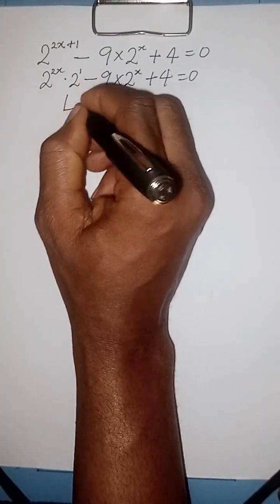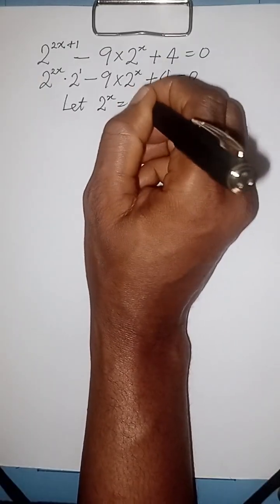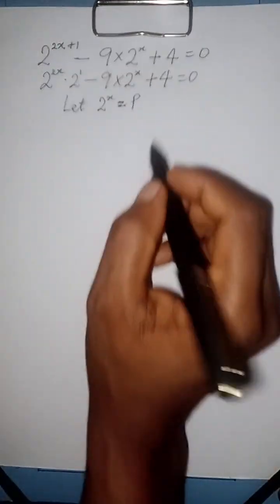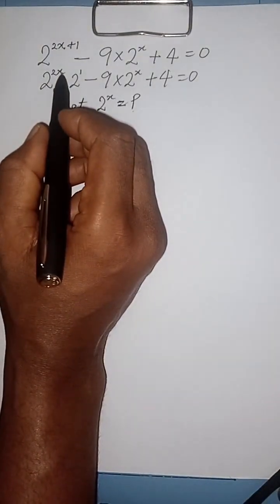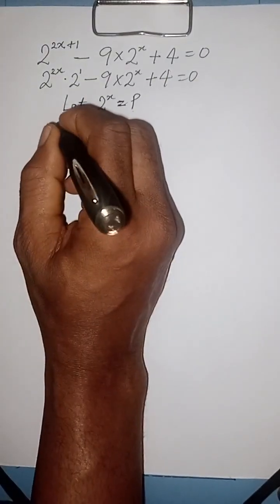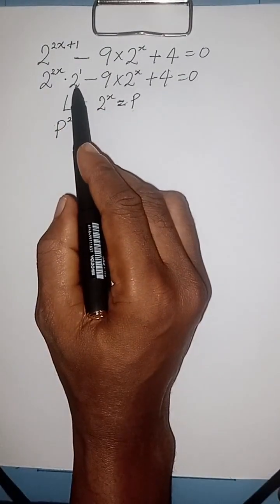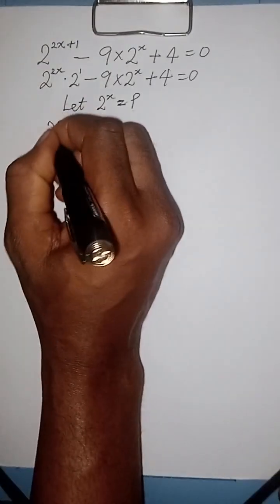Now, the next step is to say let 2 raised to power x be equal to p. So wherever I see 2 raised to power x, put p there. This is 2 raised to power x. That's p. But there's a 2 here, squared. So it becomes p squared. This 2 will multiply this. And so this 2 is supposed to multiply p squared to become 2p squared.